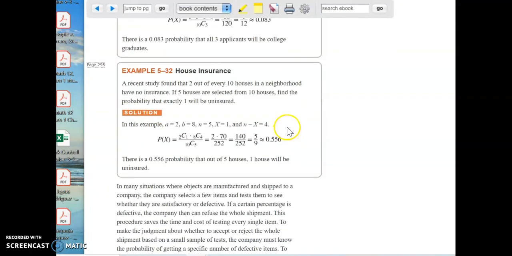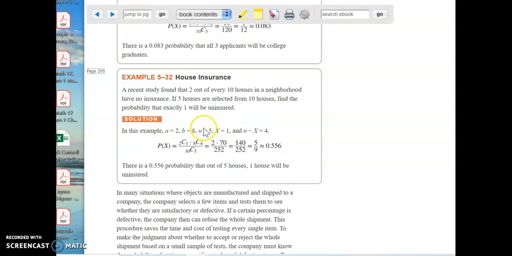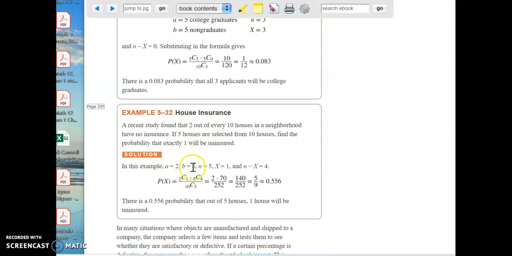Let's see if we can do this one a little bit easier here. Okay, 2 out of every 10 houses have no insurance. 5 houses are selected from 10 houses. Find the probability that exactly 1 will be uninsured. So probability of X is 1. So probability of X being 1 is equal to, okay, so the 2 categories, A and B, are insurance or no insurance.